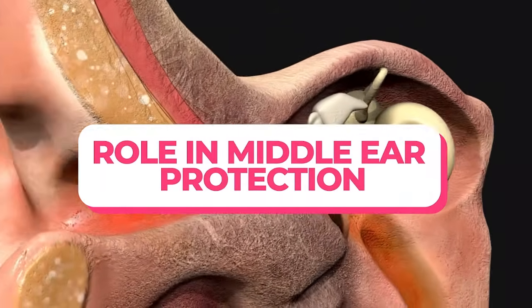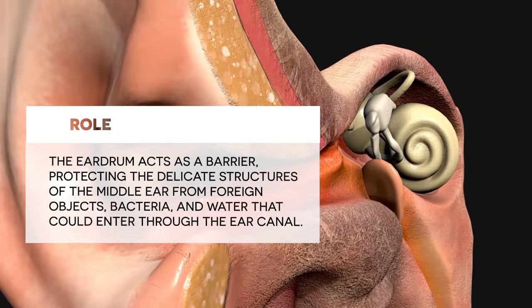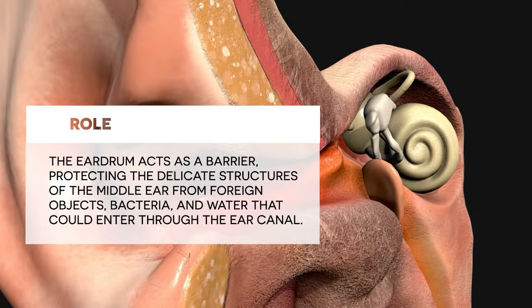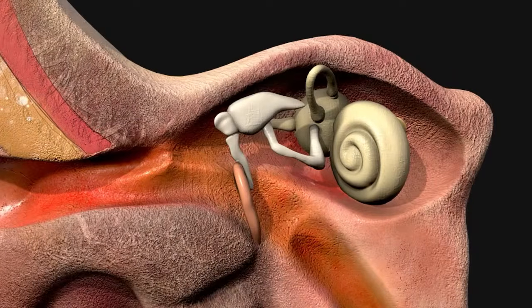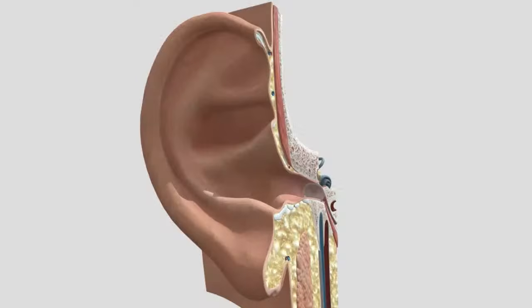Role in middle ear protection. The eardrum acts as a barrier, protecting the delicate structures of the middle ear from foreign objects, bacteria, and water that could enter through the ear canal. It also helps to maintain the proper pressure balance between the external environment and the middle ear, which is crucial for the proper functioning of the middle ear bones.